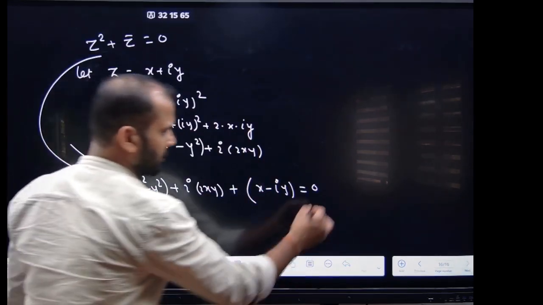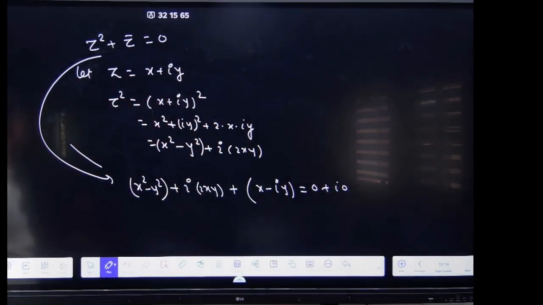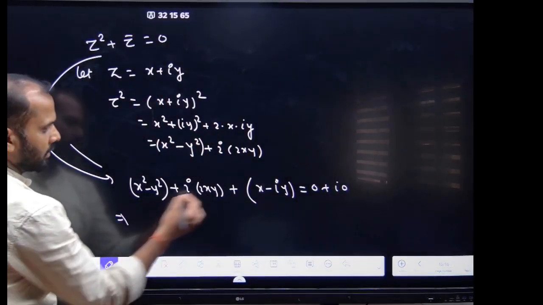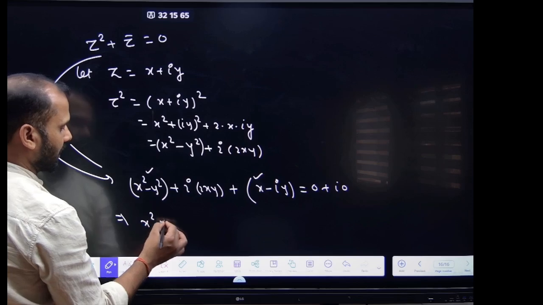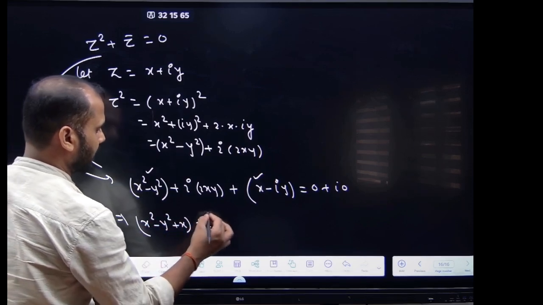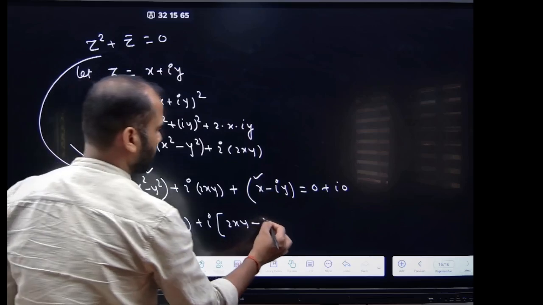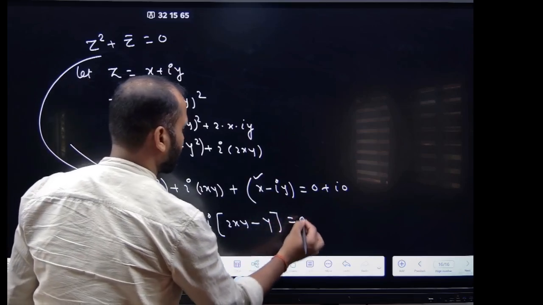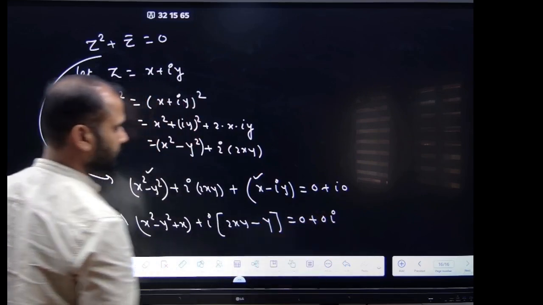0 means what? 0 plus iota into 0 I can write, right? Null complex number, null I can write. What are the real parts? This is real part, this is real part. Together you write x square minus y square plus x. This is real part, plus iota 2xy, and from here what will you write? Minus y is equal to 0. 0 plus 0 iota, right?